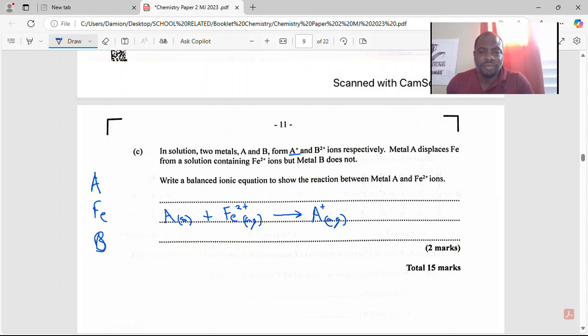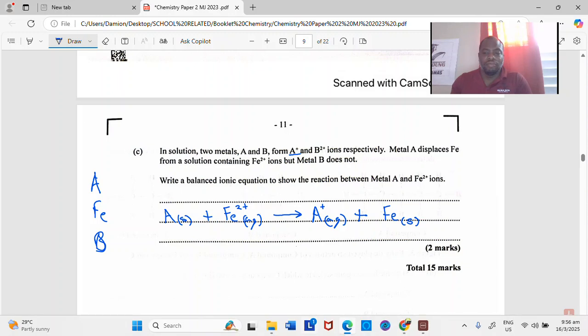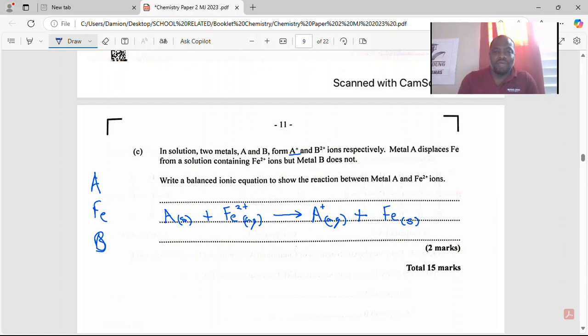Yeah? Then now answer me. Yes, sir. When the iron gets back the electron, it is becoming, going back to the atom state. So this is your balance equation. Yeah? Yes, sir. Any questions?